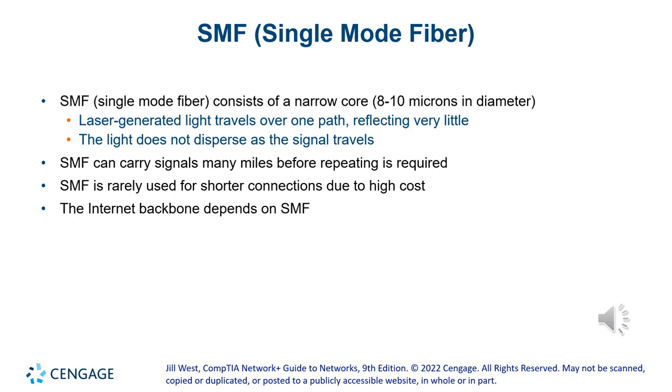So the laser goes through it, and the reflection is very little. That's why it's called single mode, because it tries to traverse through the middle of that core. The laser shoots right in the middle. It doesn't disperse. It tries to traverse on one path. It can go for miles without being repeated. Single mode can be used for short distances, but it's usually used for long distances. For short distances, we have multi-mode, which is coming up next. But everything that runs on the internet backbones is usually single mode fiber.